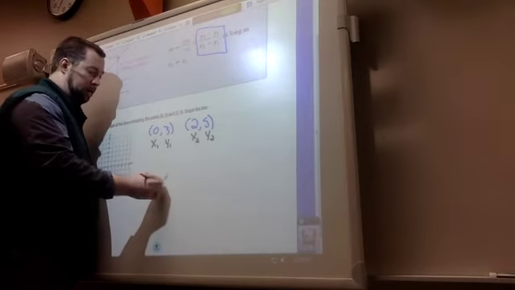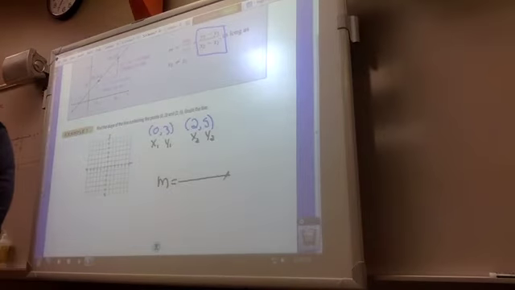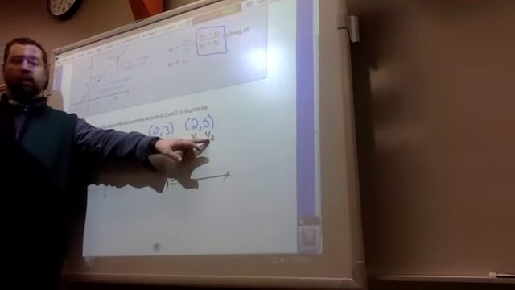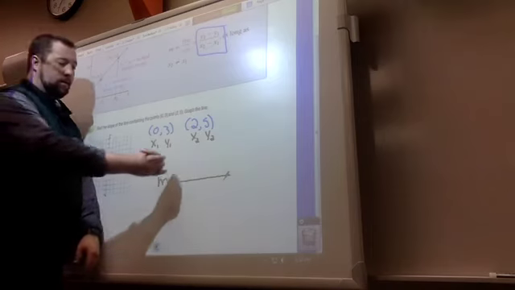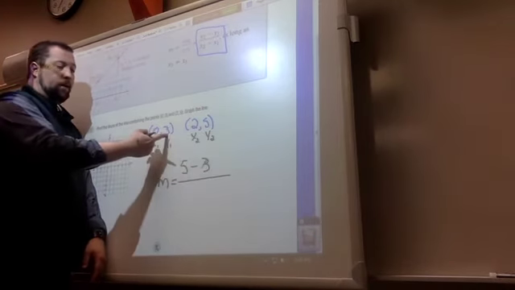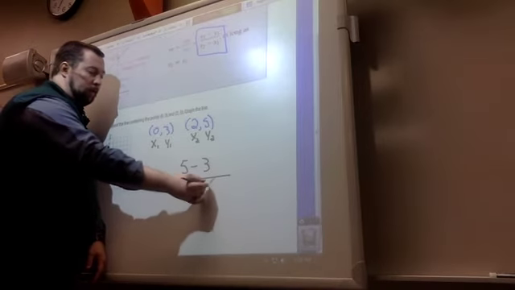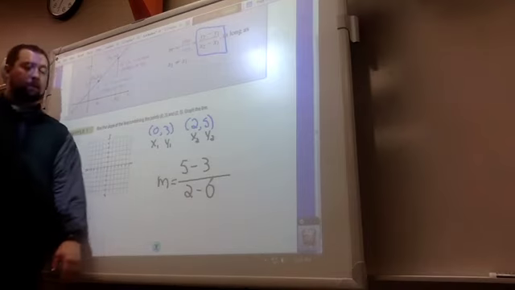All right. So if I plug this into my equation, the y2 is what? The y2 is 5. 5 minus 3, minus the y1, which is 3, over the x2, which is 2 minus 0. Okay, so which one will be 2?